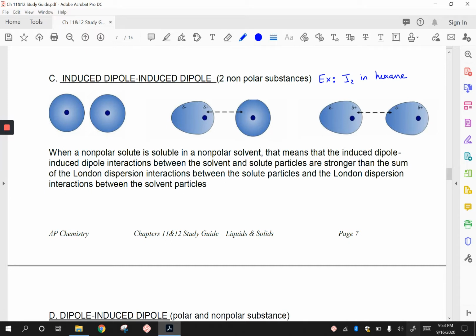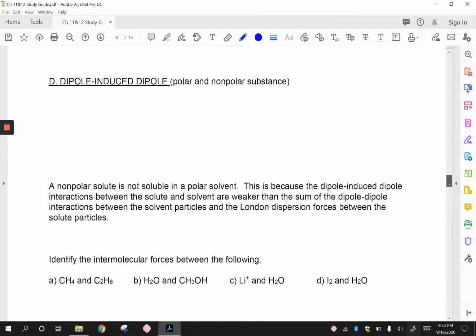Again, induced dipole is another word for London dispersion. We just get fancy when we mix two substances together. Instead of calling it London dispersion, we call it induced dipole. So again, when a nonpolar solute is soluble in a nonpolar solvent, that means that the induced dipole interactions between the solvent and the solute are stronger than the sum of the London dispersion interactions between the solute particles and the London dispersion interactions between the solvent particles. Otherwise, the solvent and the solute would remain intact and they wouldn't mix together. So hopefully you're seeing a pattern here as we go.